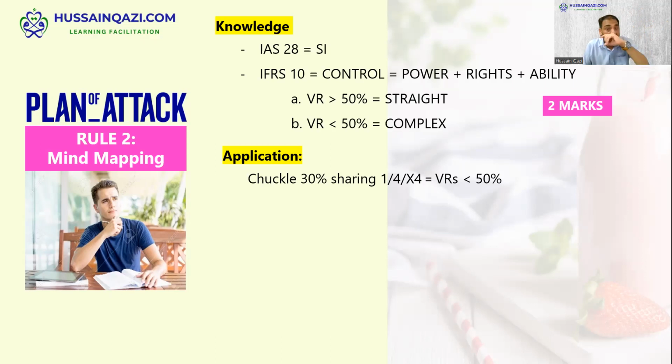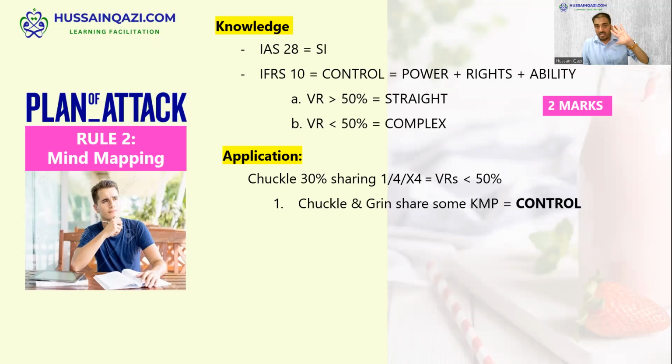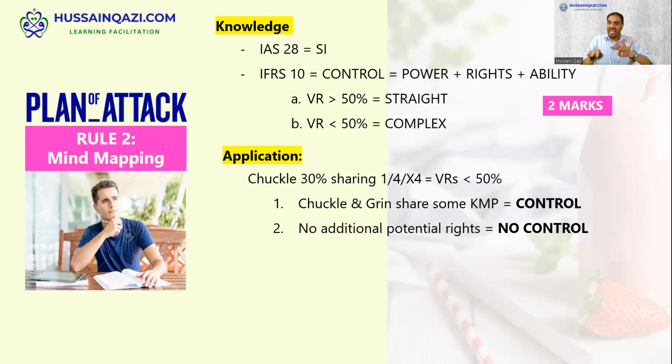Number one, Chuckle has a 30% shareholding. That means voting rights less than 50%. So here, with less than 50%, you must think that I should incorporate some points: Chuckle and Grin share some key management personnel. This point reflects control. Easy point. But another point, no additional potential rights. It means that on 1st April Chuckle purchased 30% shares, but has no additional potential rights.